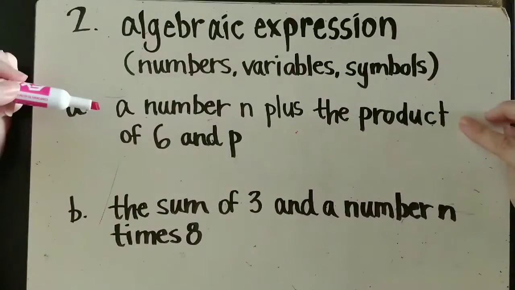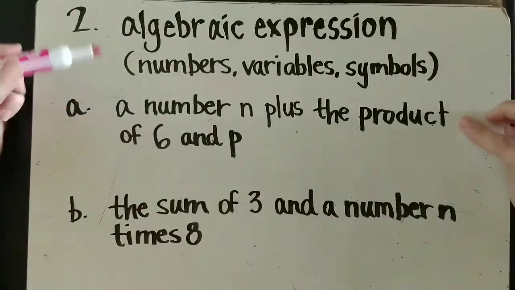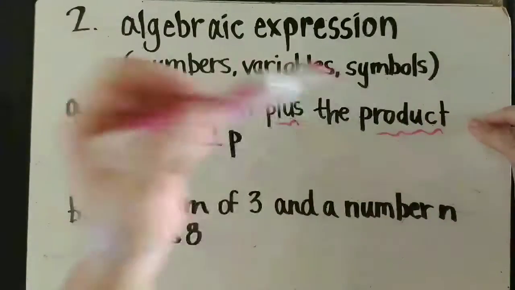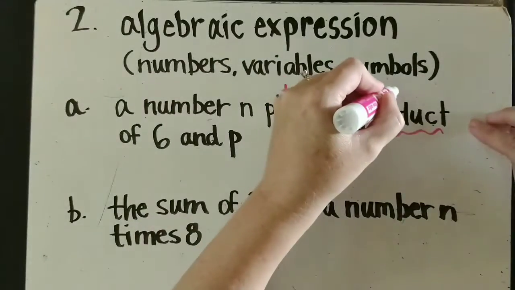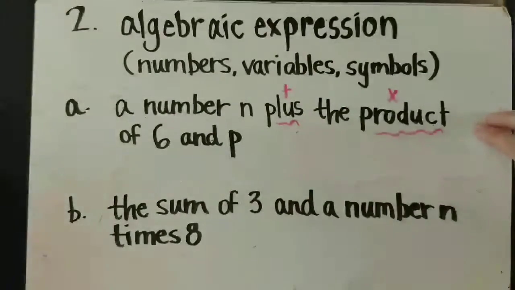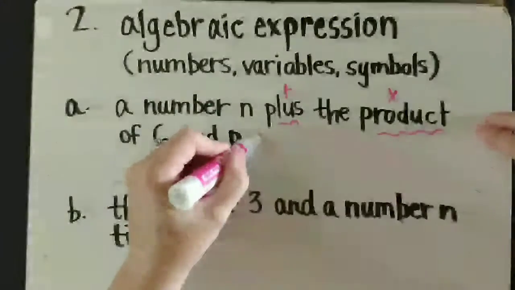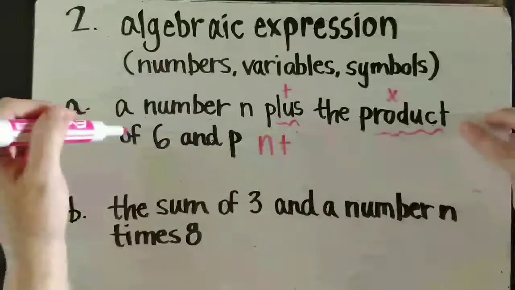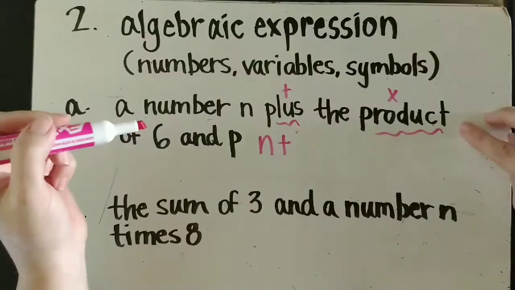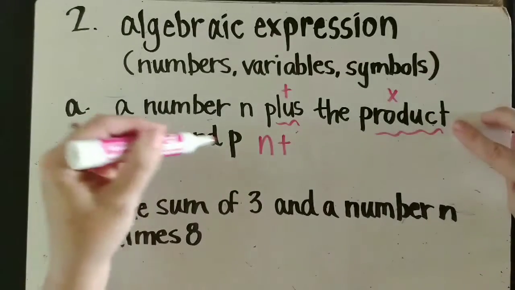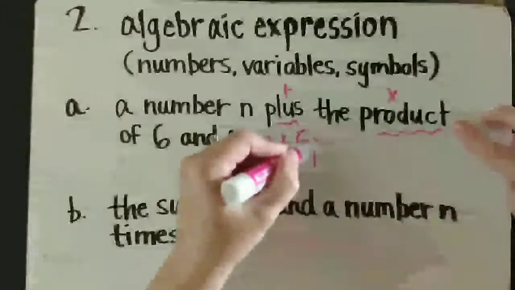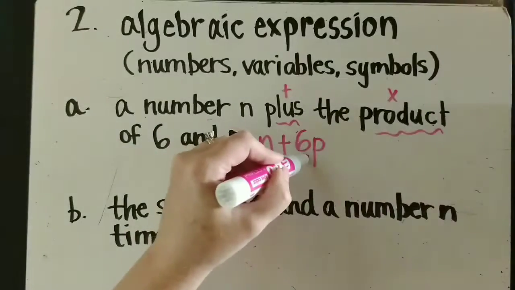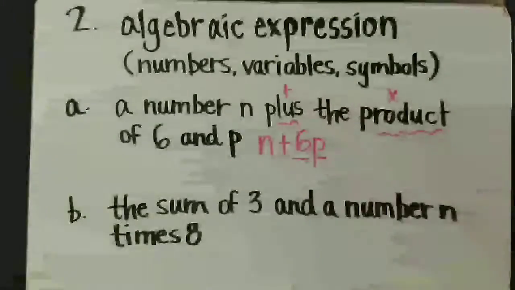A number n plus the product of 6 and p. So when I look at this, I'm going to try to pick out the operation words. Plus and product, which means addition and multiplication. So we're talking about a number n. Here we're going to use the variable, use the symbol, the plus sign. And how are we going to show the product of 6 and p? When you show multiplication between a number and a variable, if you just put them side by side, it's understood that multiplication is going on in between the coefficient and the variable.